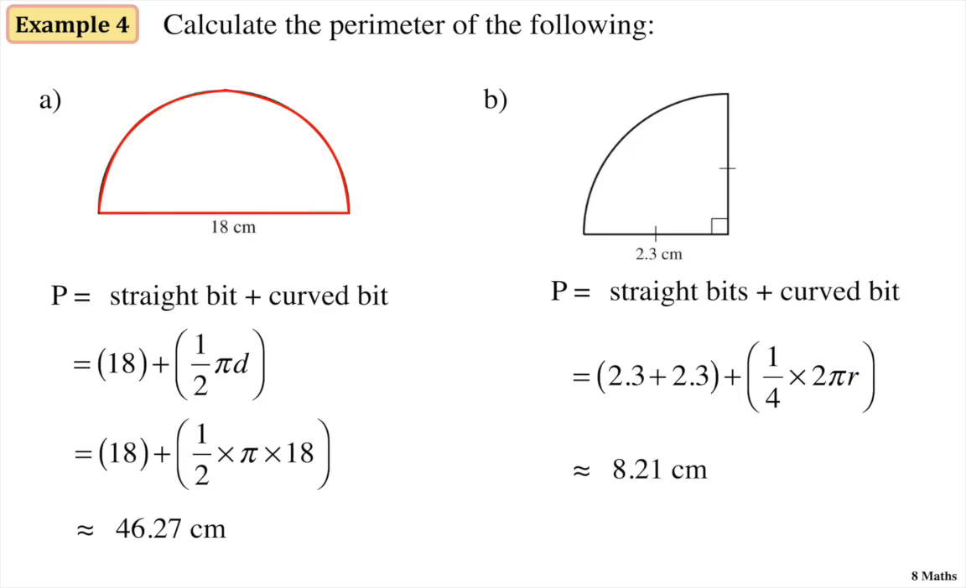Now, if I put that into my calculator, 2.3 plus 2.3 plus a quarter times 2 times pi times 2.3, and I should have written it there, I don't know why I didn't, I get an answer of 8.21. And remember, I've rounded that.